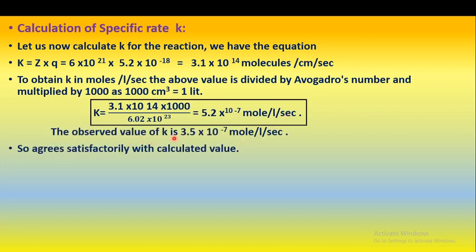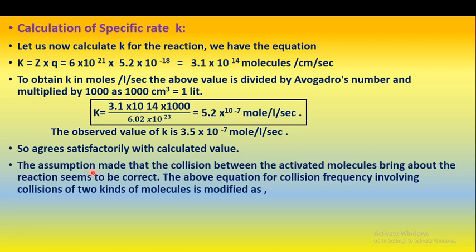So the observed value of K is 3.5 into 10 raised to minus 7 moles per liter per second, and the calculated value is 10 raised to minus 7. By mistake it was written as 10 minus 7, but it is 10 raised to minus 7. So it satisfactorily agrees with the calculated value. The assumption made, that collisions between the activated molecules bring about the reaction, seems to be correct.